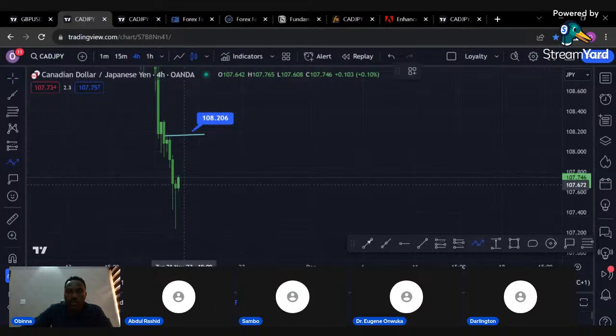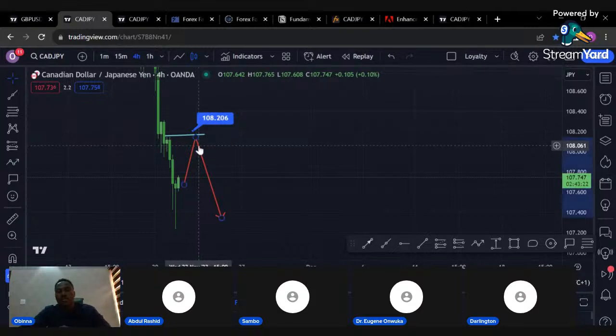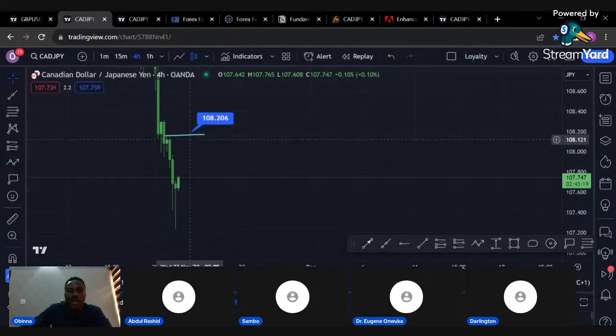So for the 4 hours, either you wait for price to push back here to take the trade, or you use a pending order to take the trade around here.